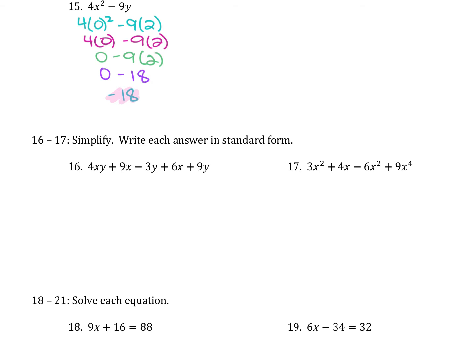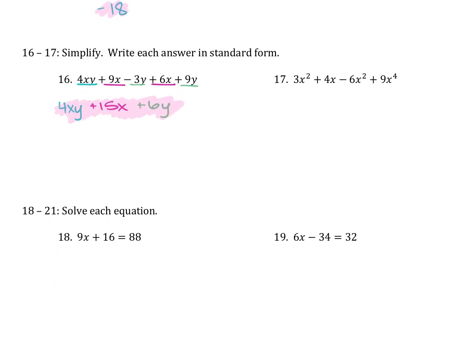For 16, if we start with the 4xy, we look for another xy in there. We don't have another xy. We have an x, we have a y, but not together. So that 4xy is just going to be brought down. It doesn't combine with any other like terms. Then we have the 9x, which matches with the 6x. We combine those. 9 plus 6 gives us 15, so it's going to be 15x. Then we have negative 3y and positive 9y. Negative 3 plus 9, or 9 minus 3, gives us a positive 6. We keep the y attached to that. So just 4xy plus 15x plus 6y.